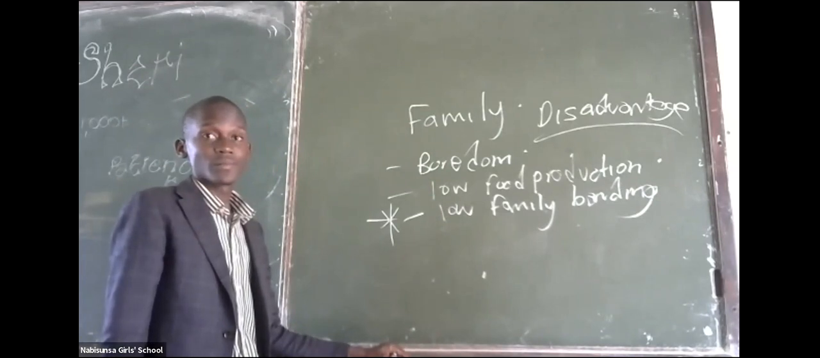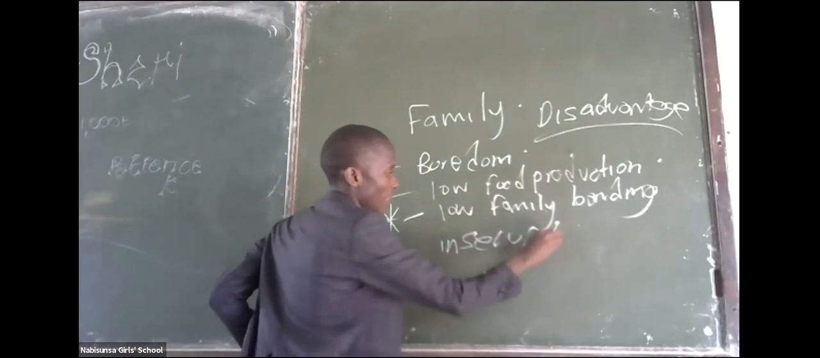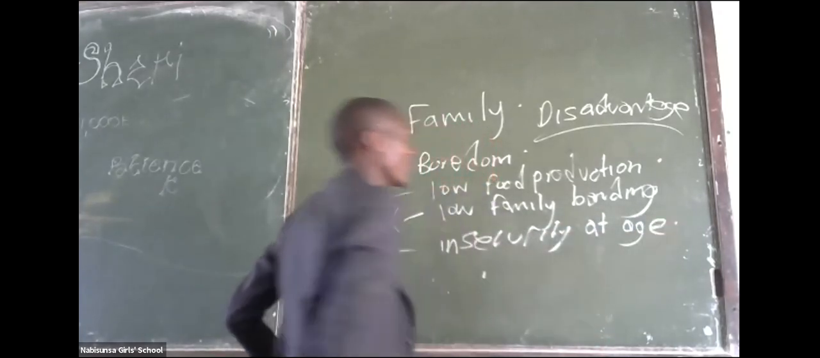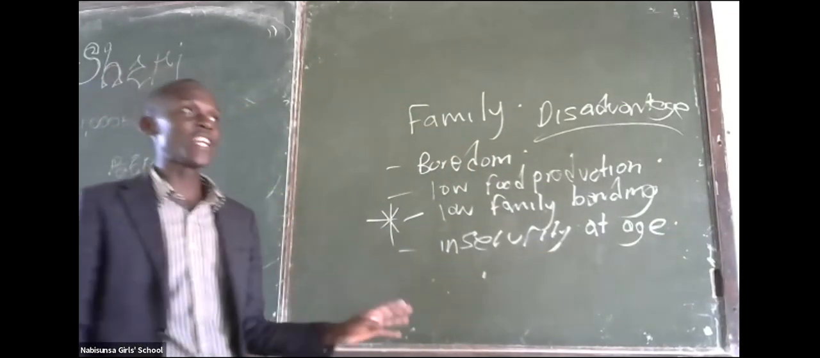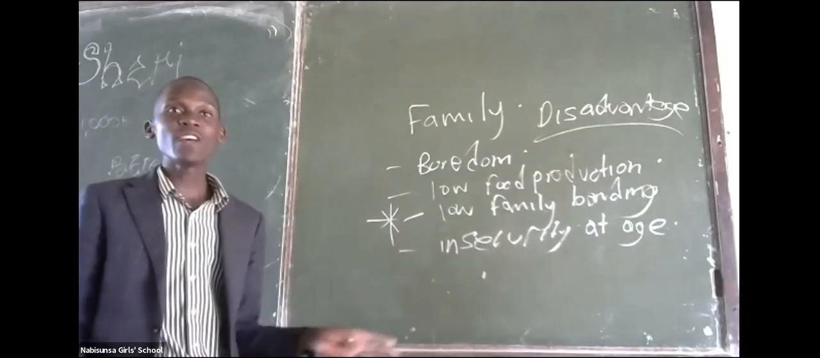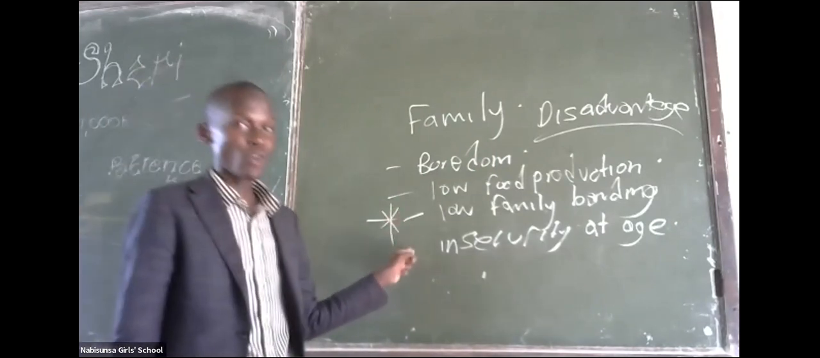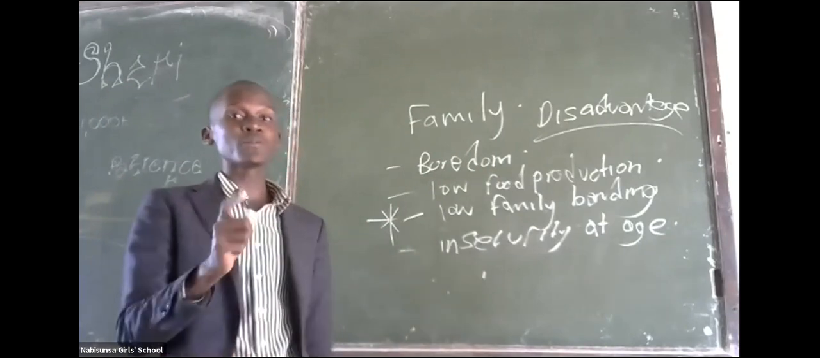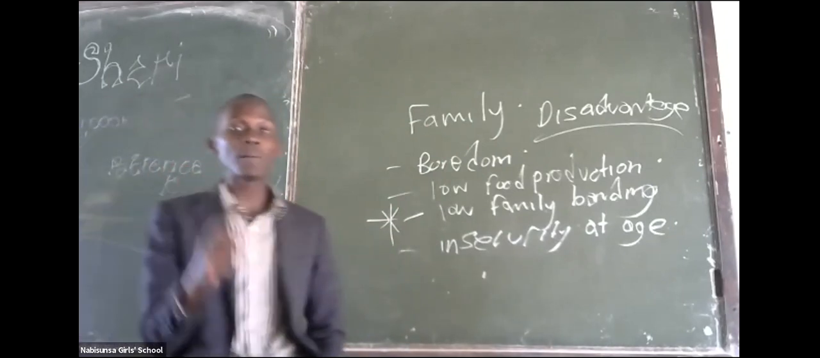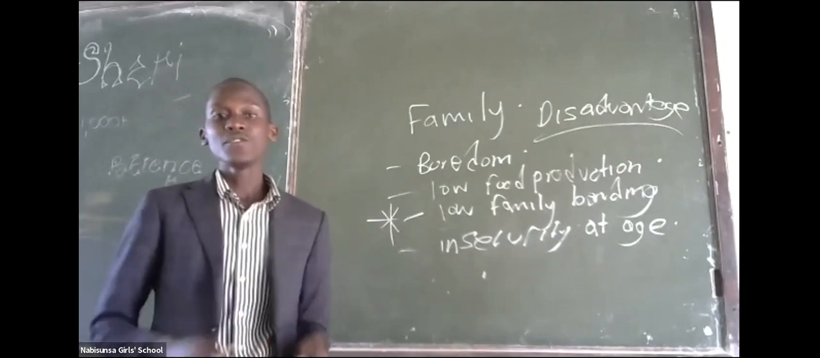Insecurity at old age. Now, if you say that when my children leave, I don't continue with my grandchildren, I don't bring my relatives, there are high chances, when you get old, of being alone. I think you see those grandparents who stay alone. That's a disadvantage of having a small family. You don't have grandchildren to come and stay with you because you believe in the nuclear family.